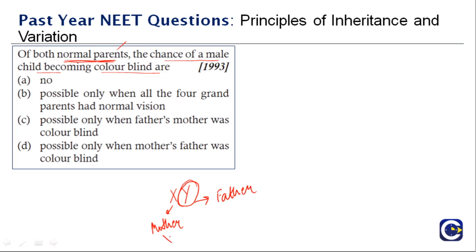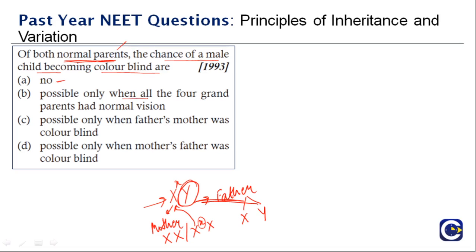Then they say that the mother is normal. So what will the composition be? Either the mother has this composition or the mother has this composition. Let's say X is the gene for the disease. The father is again normal. So he will take this from the father and this from the mother, and as a result they will have the disease. The son will be color blind. So of both normal parents, the chance of a male child becoming color blind: definitely there are chances.